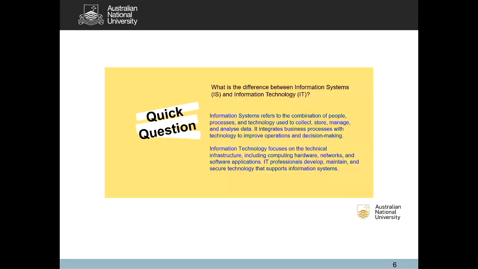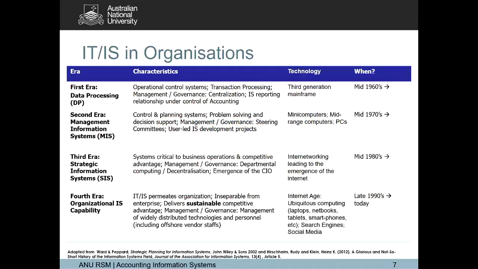Information technology focuses on the technical infrastructure, including computing hardware, network, and software applications. So IT professionals develop, maintain, and secure technology that supports information systems. So this is the evolution of IT and IS in organizations. We're not going to go through detail because I talked about this in week 2, if I'm not mistaken.